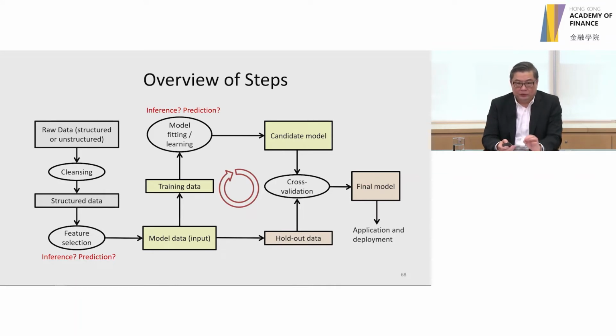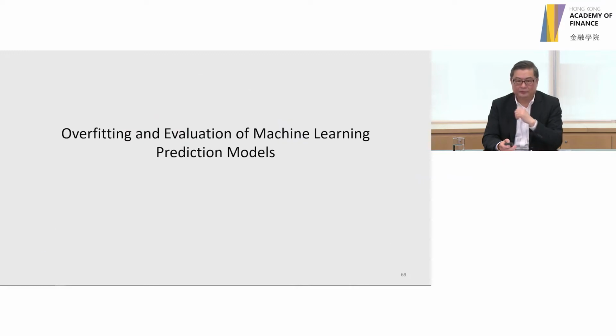Now, but once you build a model, you won't stop here because you want to know, how good is this model? Say you have a loan approval system developed based on a neural network. How good is it? So there's an extra step of cross-validation. And that comes to another topic on overfitting and evaluation of a machine learning model.